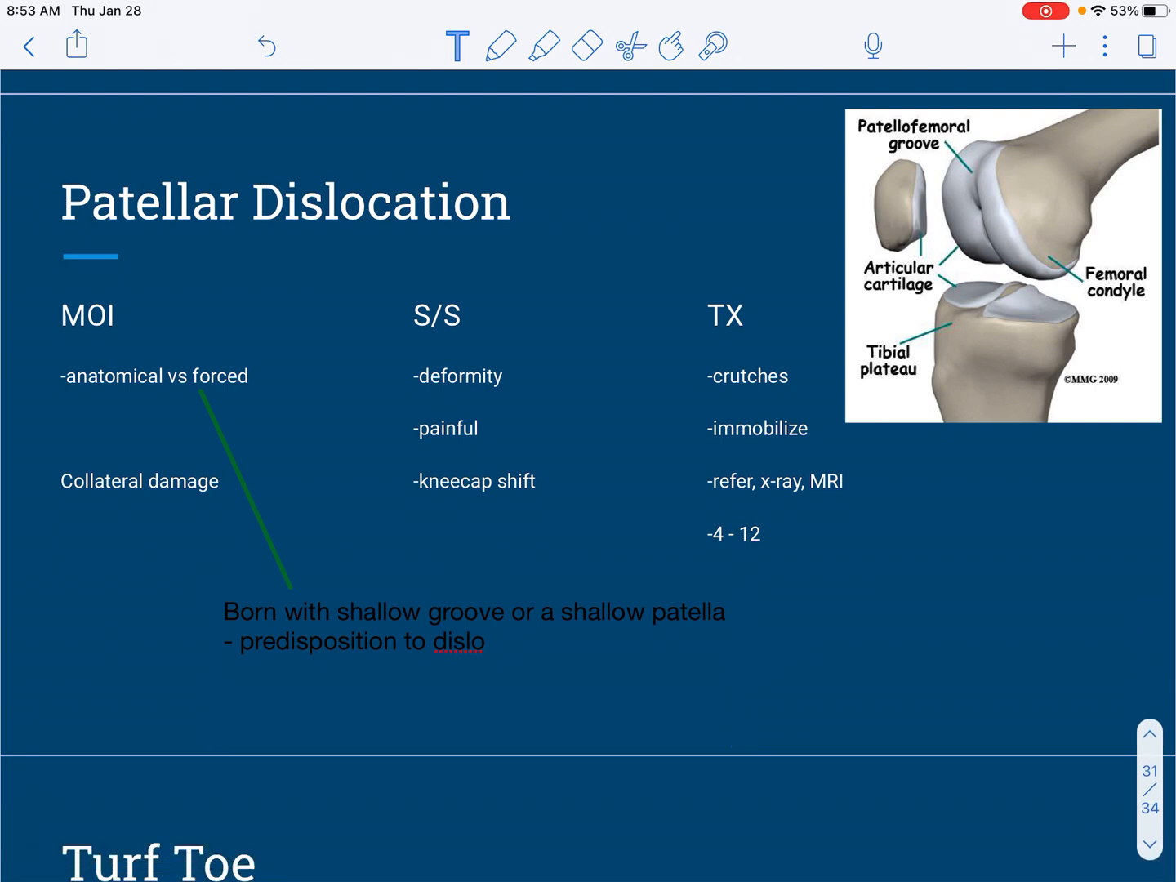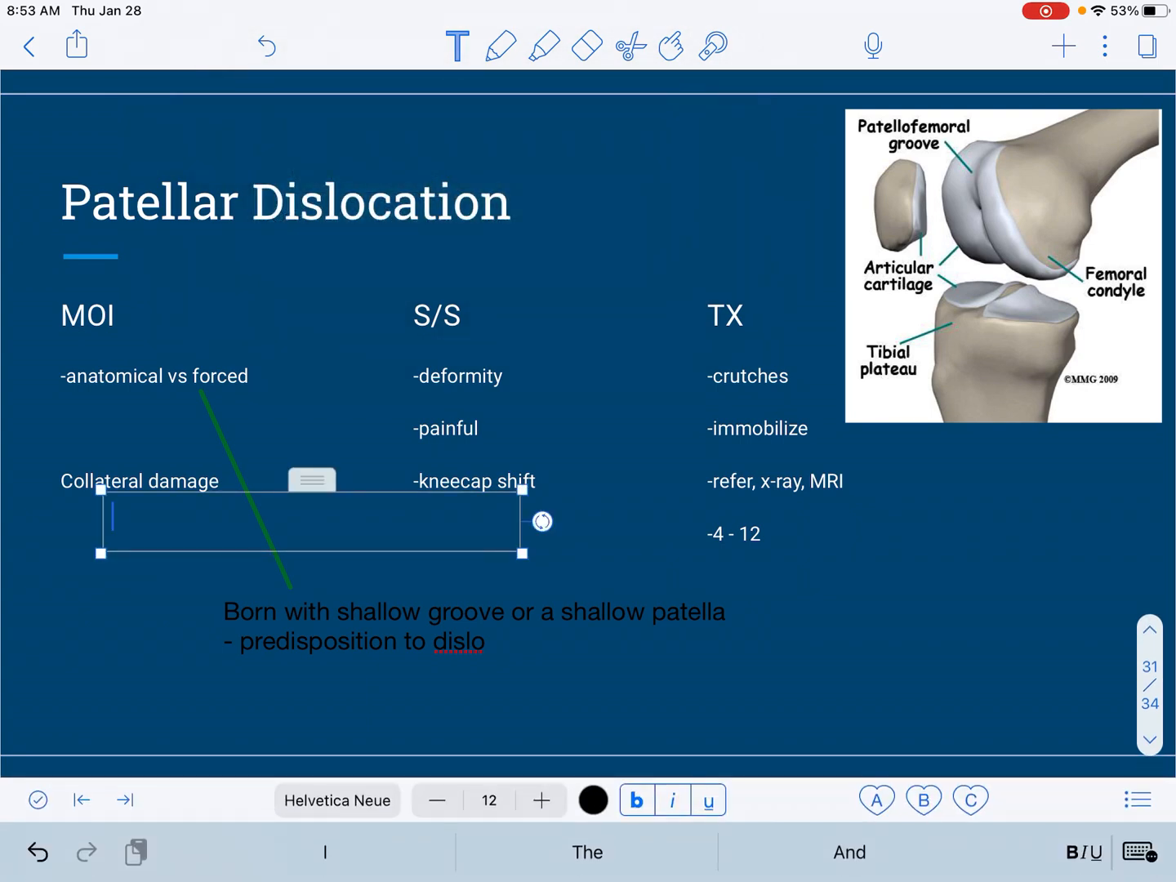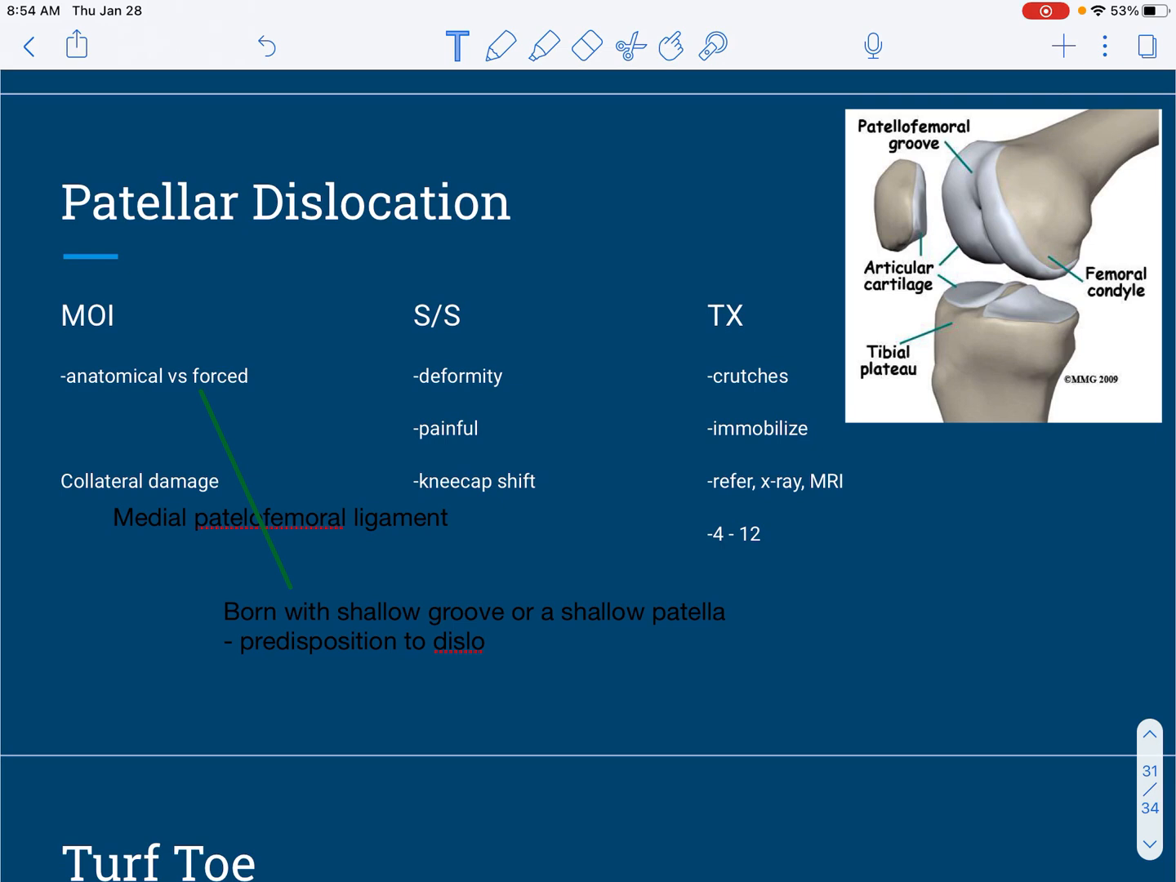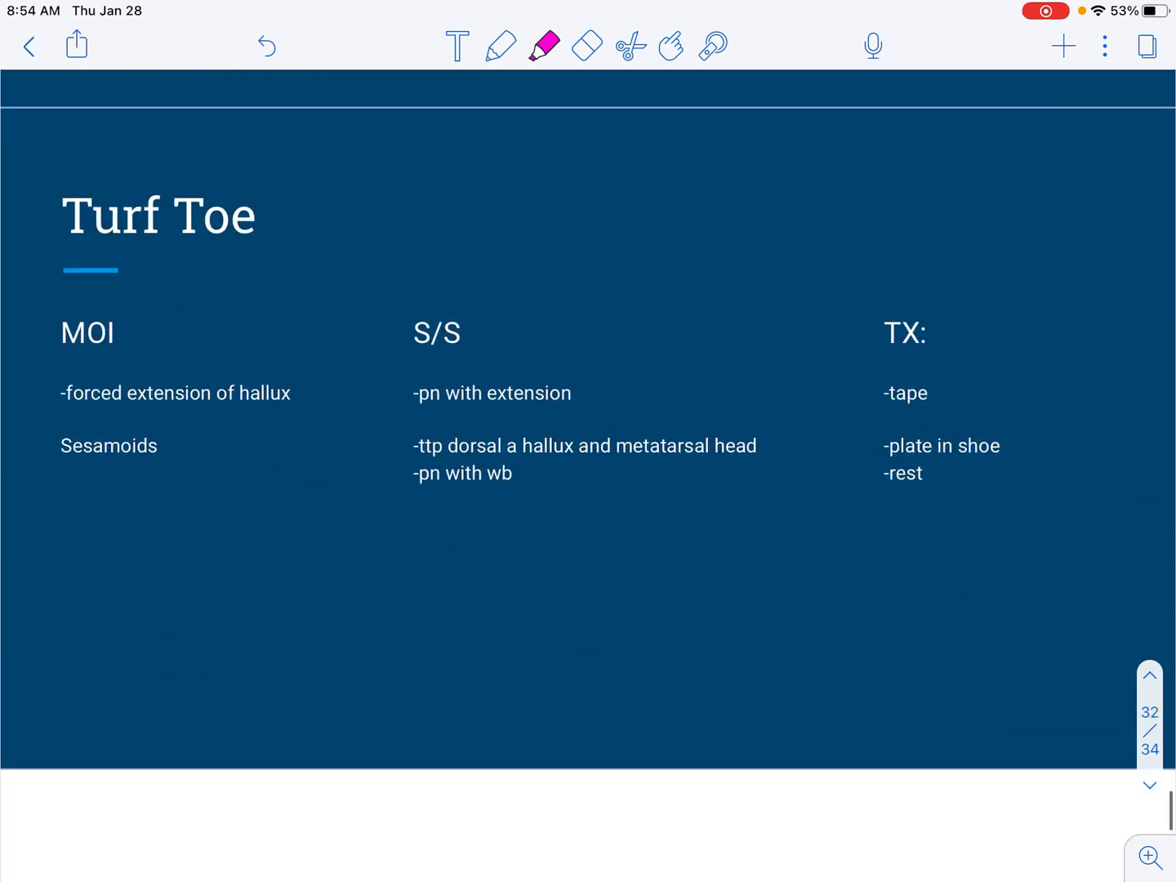Collateral damage, typically you're going to tear some ligaments. There's a ligament called your medial patellofemoral ligament that is typically torn, and when you tear that, it just causes you to be more susceptible. Treatment, immobilize. This is like the easiest joint to relocate, honestly. And then we immobilize, relocate it, x-rays, make sure nothing else is wrong, and you're probably going to be out for a few months.